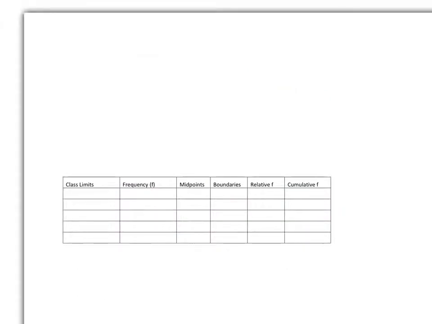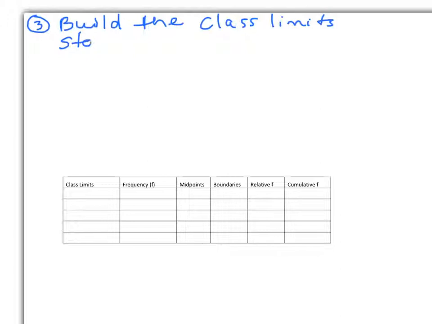My third step is to build my class limits. Sorry, my handwriting's getting worse as I go. If our class width is 6, what I want to do is start at the minimum and add my class width. Let me show you on the table. I had this table set up. This is what you would draw for yourself if you're making one on your own.